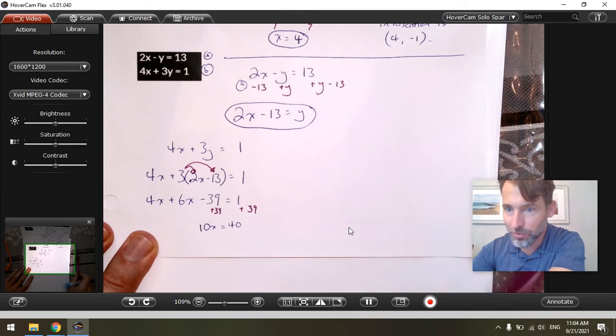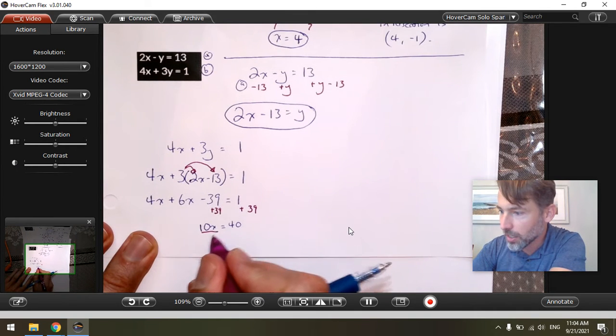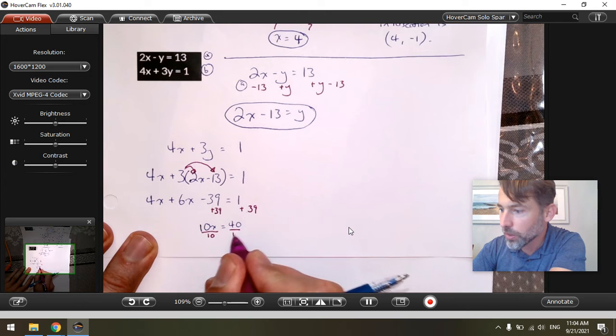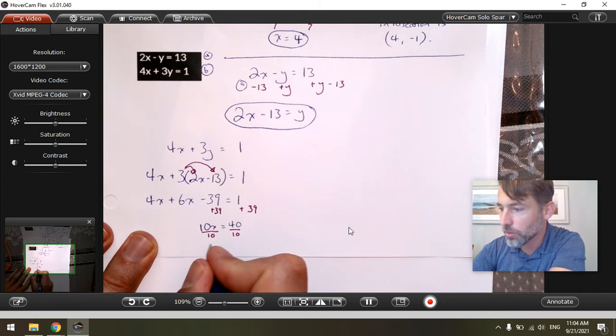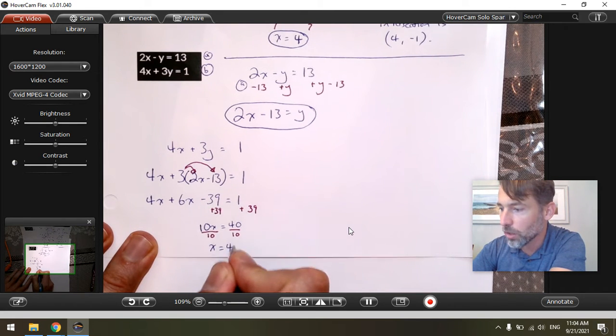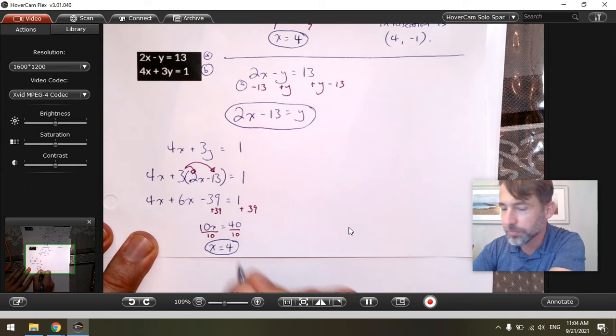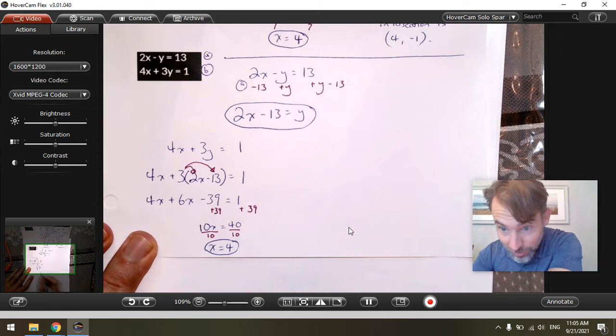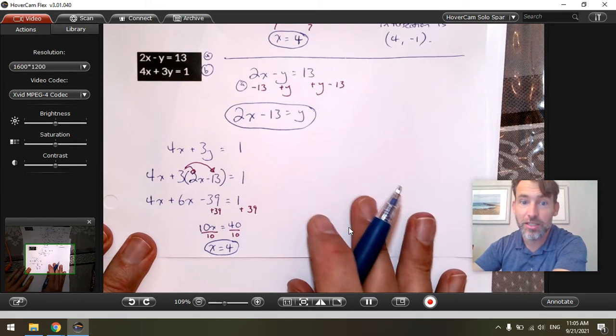X must be 4. All right. If you're confused, then you divide by the coefficient. 40 divided by 10 gives me 4. So x is equal to 4. Circle it. That's half your answer. Now, you're going to substitute that in to either equation, whichever one you think is the easiest to work with.